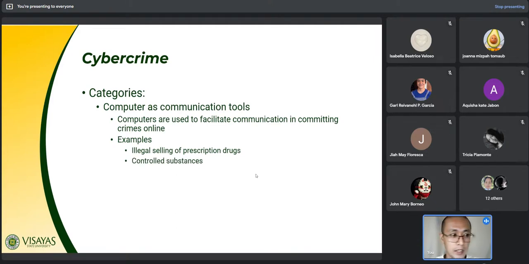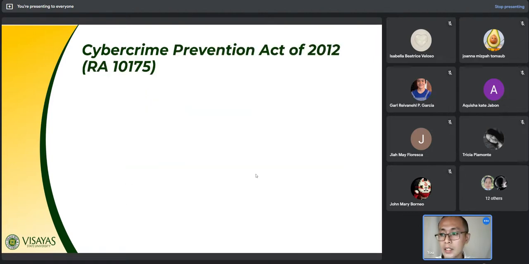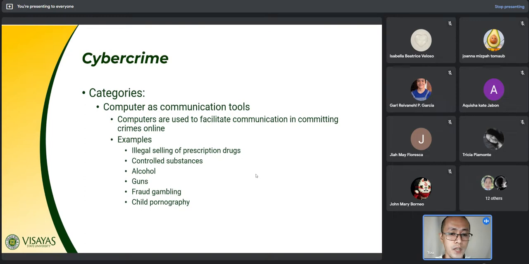Controlled substances, class. These are illegal drugs. Okay? That's very common on the dark web. They use computers as communication tools. Selling of alcohol online, guns, fraud, gambling, child pornography. So these are common actions, class, which are still part of cybercrime.